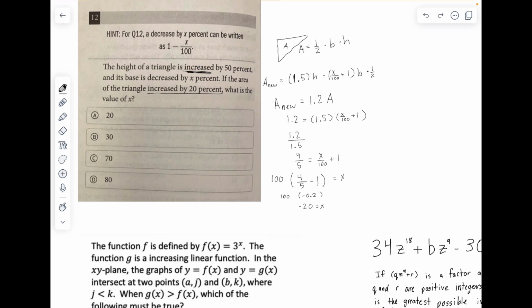So yeah, this one wasn't too bad either. You just have to understand the percentages and how to rewrite them even when you don't know what exactly they are. Like when we were saying the base decreased by x%.